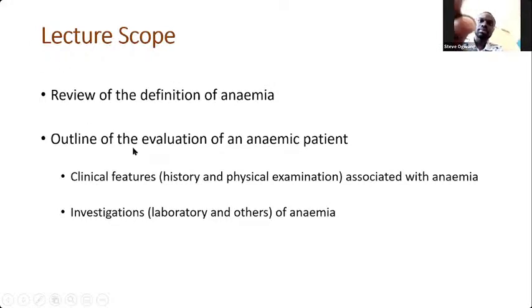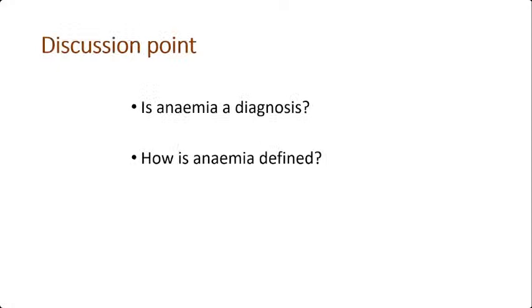Okay, so we will review the clinical features, that's the history and physical examination that are associated with anemia, and also the investigations, laboratory and others. All right, I like this class to be as interactive as possible, so please, I may not be able to see my chat box because I'm using my full screen, but people are encouraged to answer when I ask a question. So the first one is anemia a diagnosis?